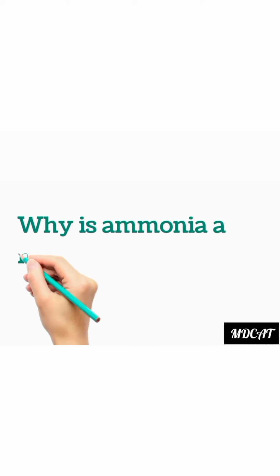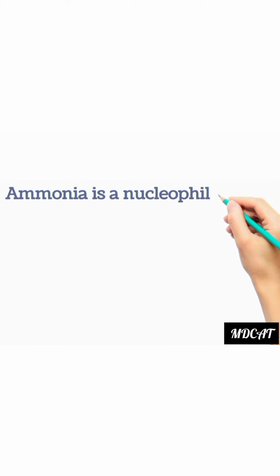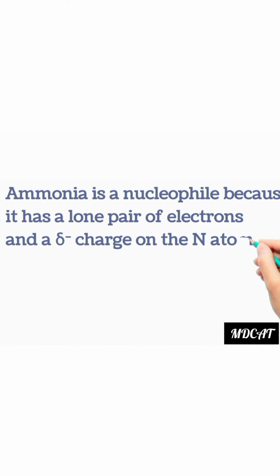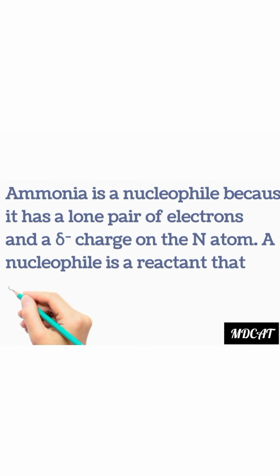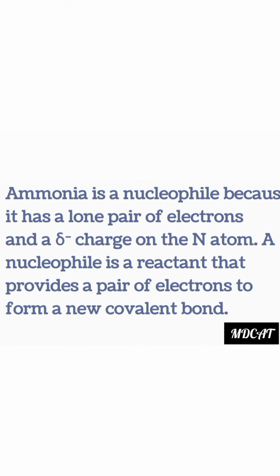Why is ammonia a nucleophile? Ammonia is a nucleophile because it has a lone pair of electrons and a delta charge on the N atom. A nucleophile is a reactant that provides a pair of electrons to form a new covalent bond.